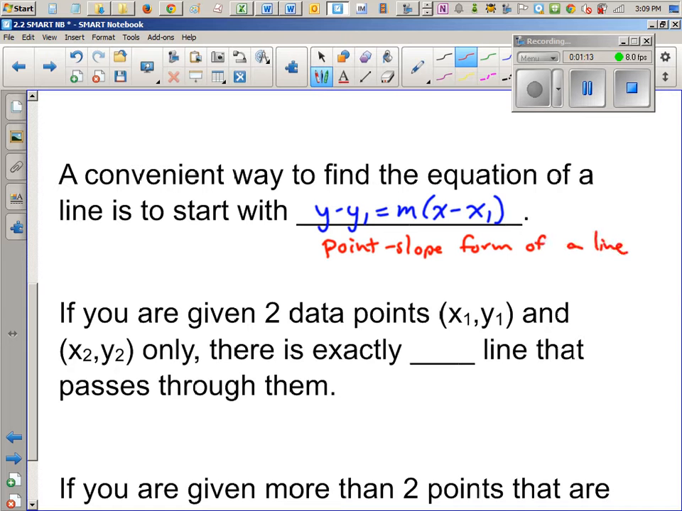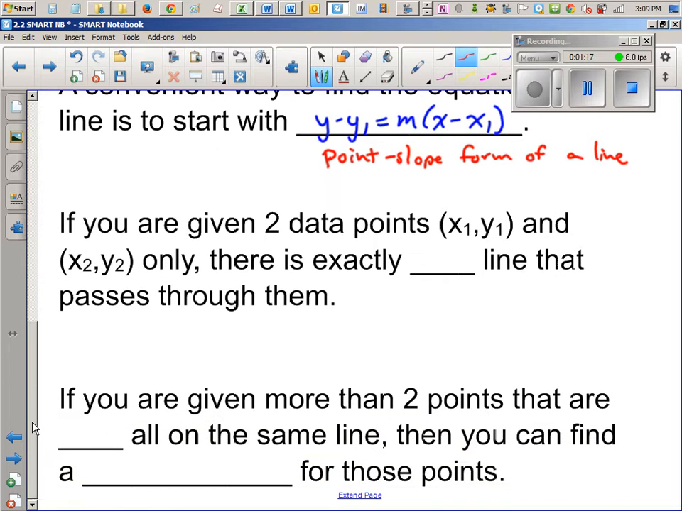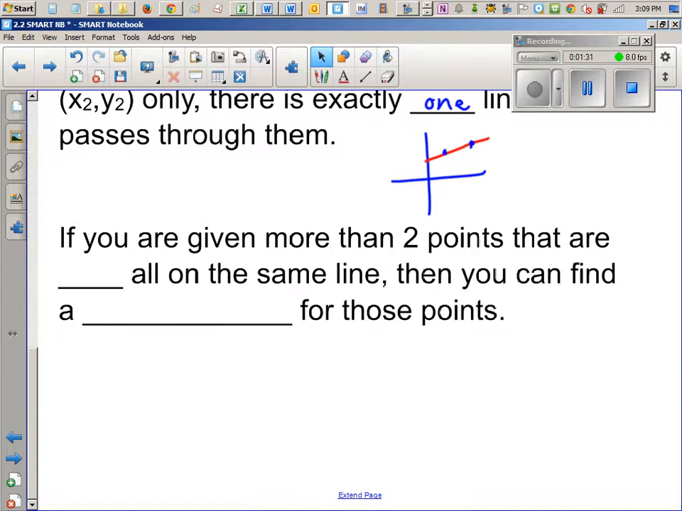Okay? If you're given two data points, x1, y1 and x2, y2 only, then there is exactly one line that passes through them, right? Think about it. If you have 2 points, there's only one possible straight line that can connect them. On the other hand, if you're given more than 2 points, and you'll notice that they're not all on the same line, then you can find what we call a line of best fit for those points.